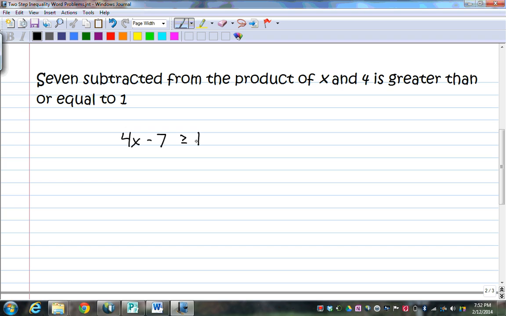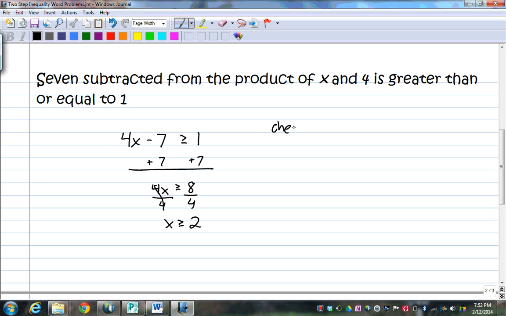Greater than or equal to 1. So I'm going to start by adding 7 to both sides. Then I have 4x is greater than or equal to 8. Divide by 4. And x is greater than or equal to 2.